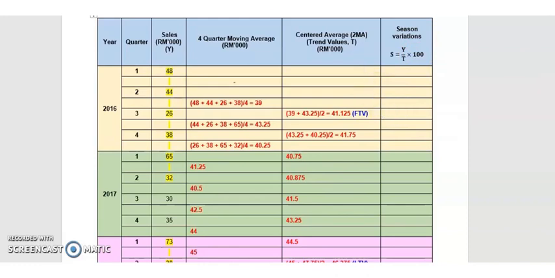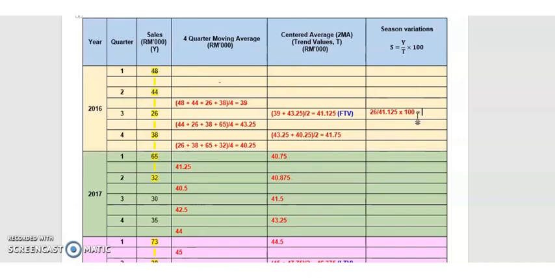So S equal to Y over T times 100. Y is the actual value here, which is 26, divided by T, the trend value, this one, 41.125 times 100. So this one equal to 63.222. Okay, the second value of seasonal variations is Y 38 divided by T 41.75 times 100. So this one equal to 91.018.